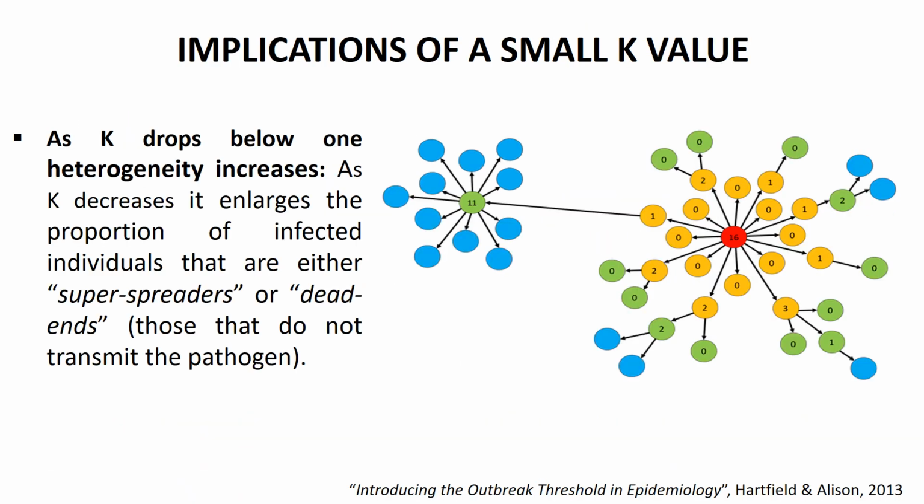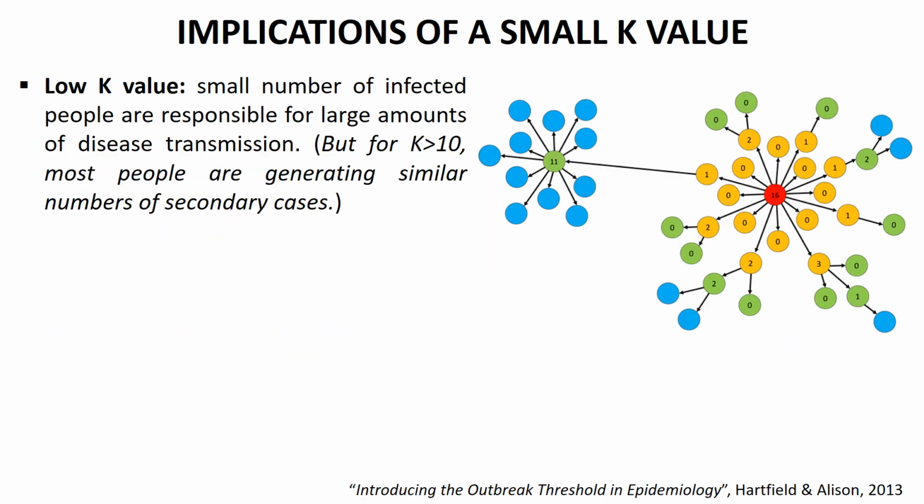So for a small k value, as k drops below 1, heterogeneity increases, and as k decreases, it enlarges the proportion of infected individuals that are either super spreaders or dead enders, those that do not transmit the pathogen. So the super spreaders would be the red 16, the one green one that's an 11, and the dead enders would be those that have got 0 in the circle. So if you have a low K value, then a few people are responsible for large amounts of disease transmission. This is over-dispersed. So in this case, it's the red one 16 and the green one 11.